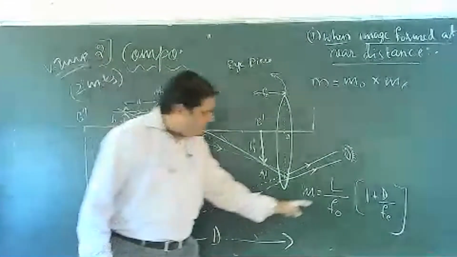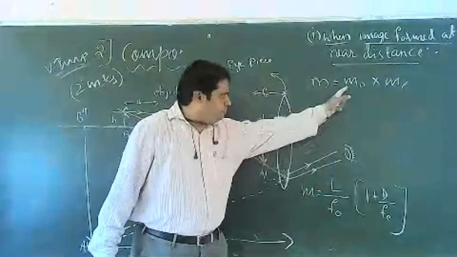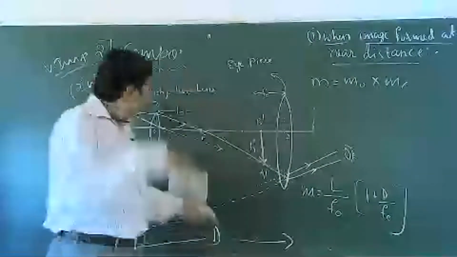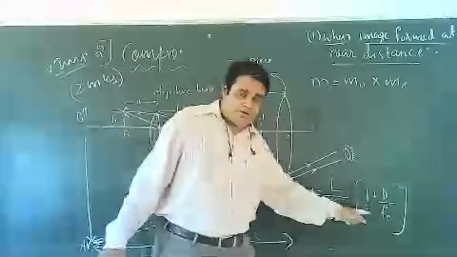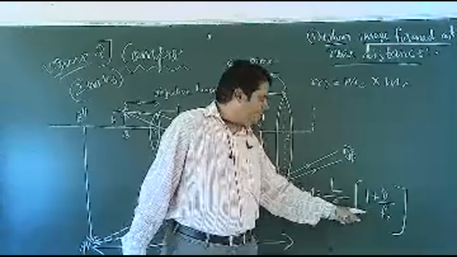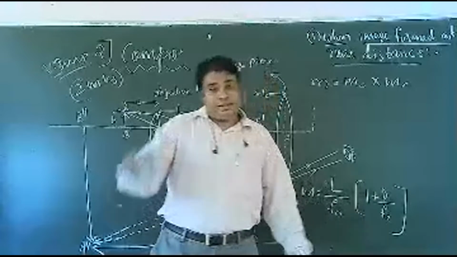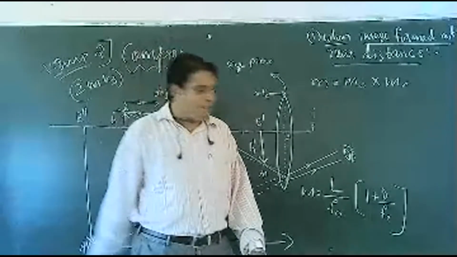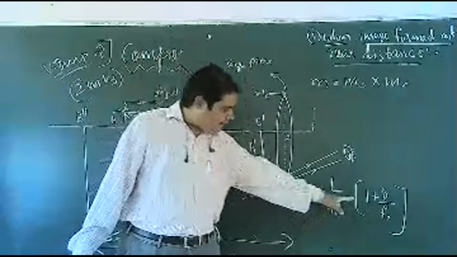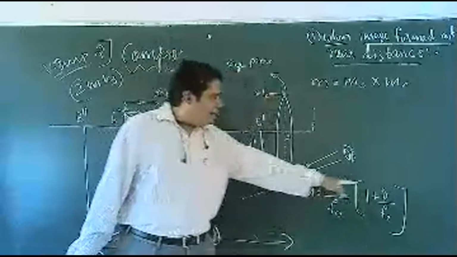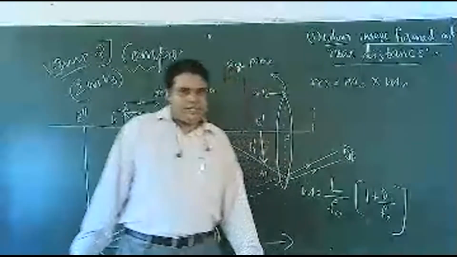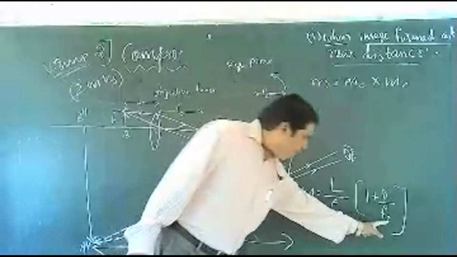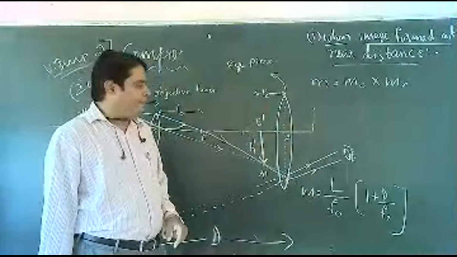Now see, this is the magnification due to the objective, L by FO. FO stands for focal length of objective lens. Just before, I told you this expression 1 plus D by FE in case of a simple microscope, we just derived this equation. Please remember. Here D is called the near point or least distance of distinct vision. FO is the focal length of objective. FE is the focal length of your eyepiece.